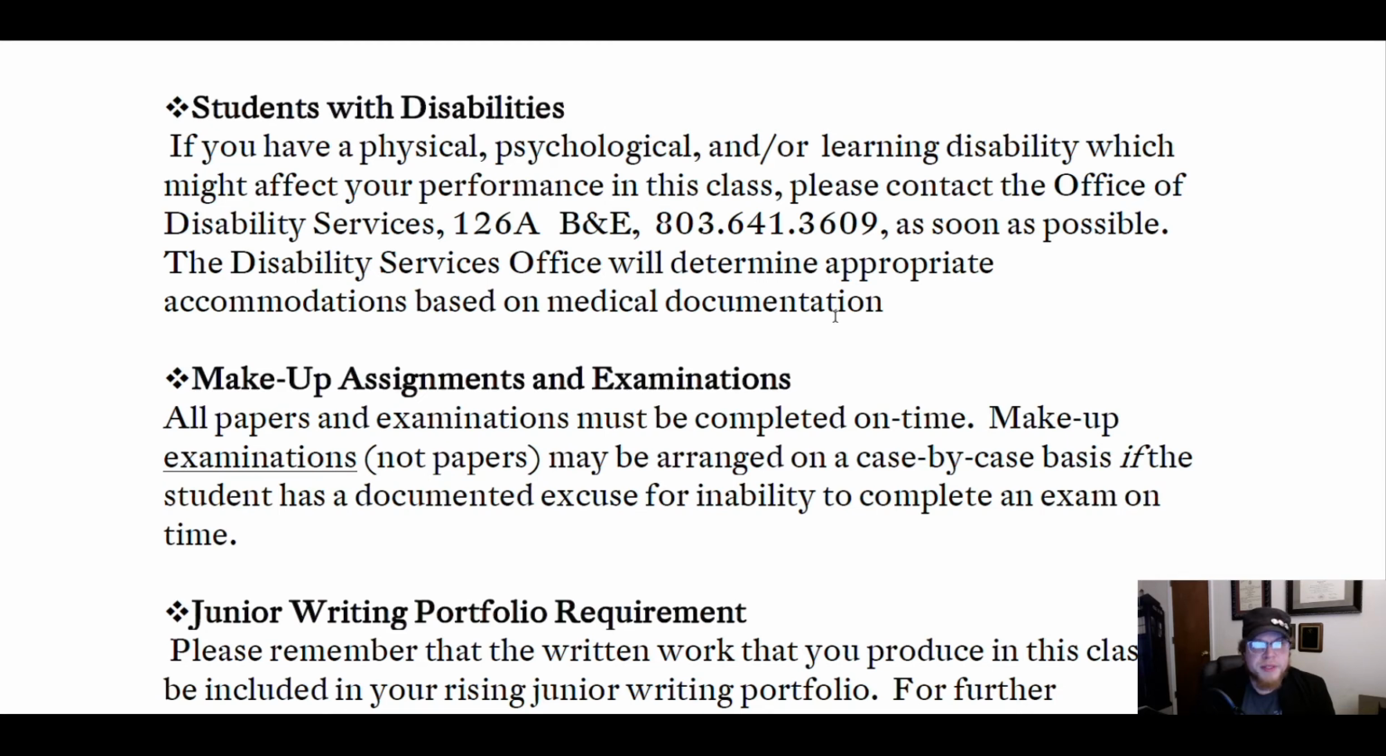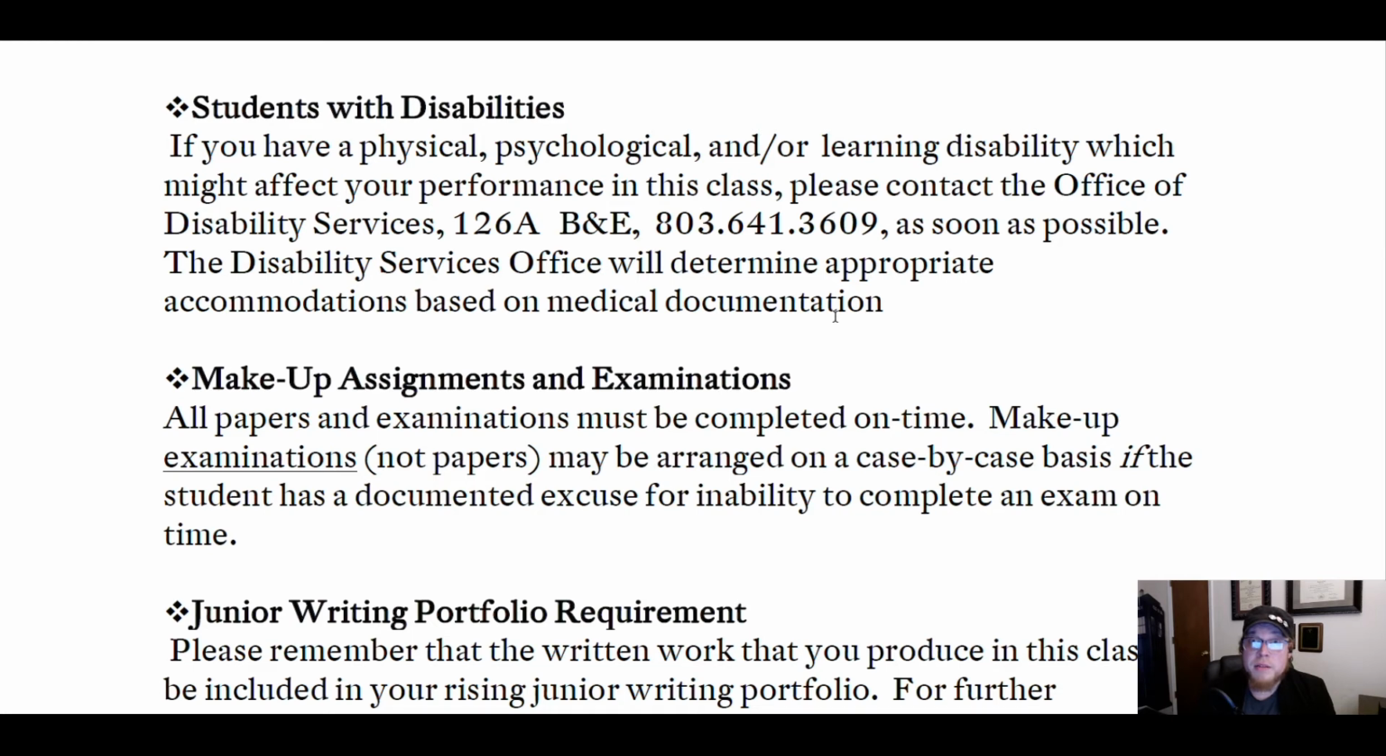All right, now let's get into a few policy things. So students with disabilities, if you have a physical, psychological, or learning disability which might affect your performance in this class, please contact the Office of Disability Services as soon as possible. And if you do have some disability for which you need to communicate that to me, please do so with the appropriate documentation, and we'll determine the appropriate accommodations for this hybrid version of the class, where most of the assignments are online.